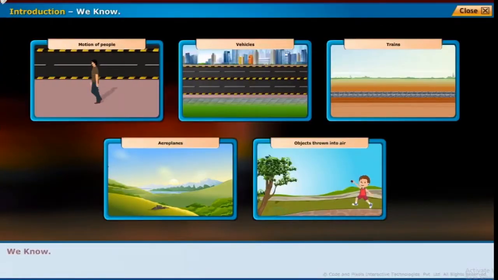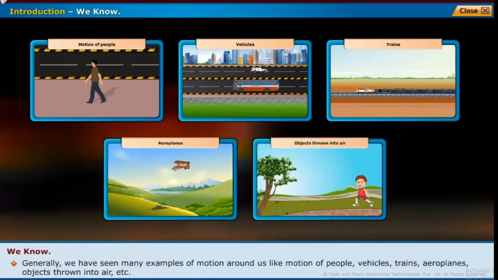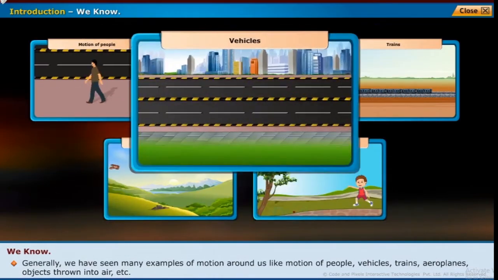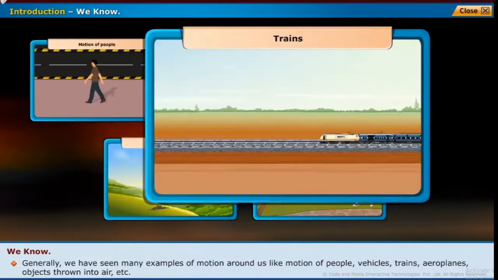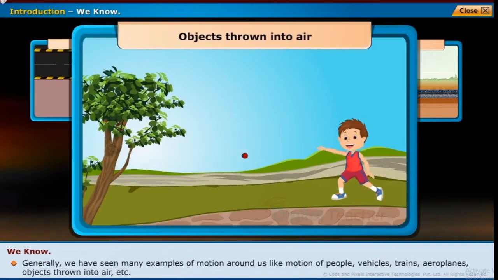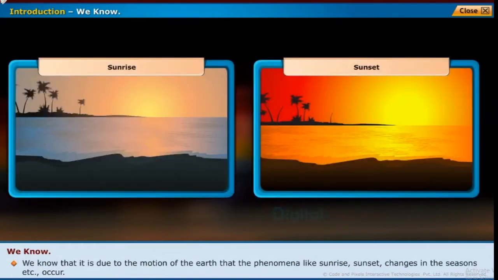Introduction. Generally, we have seen many examples of motion around us, like motion of people, vehicles, trains, aeroplanes, objects thrown into air, etc. We know that it is due to the motion of the earth that the phenomena like sunrise, sunset, changes in the seasons, etc. occur.